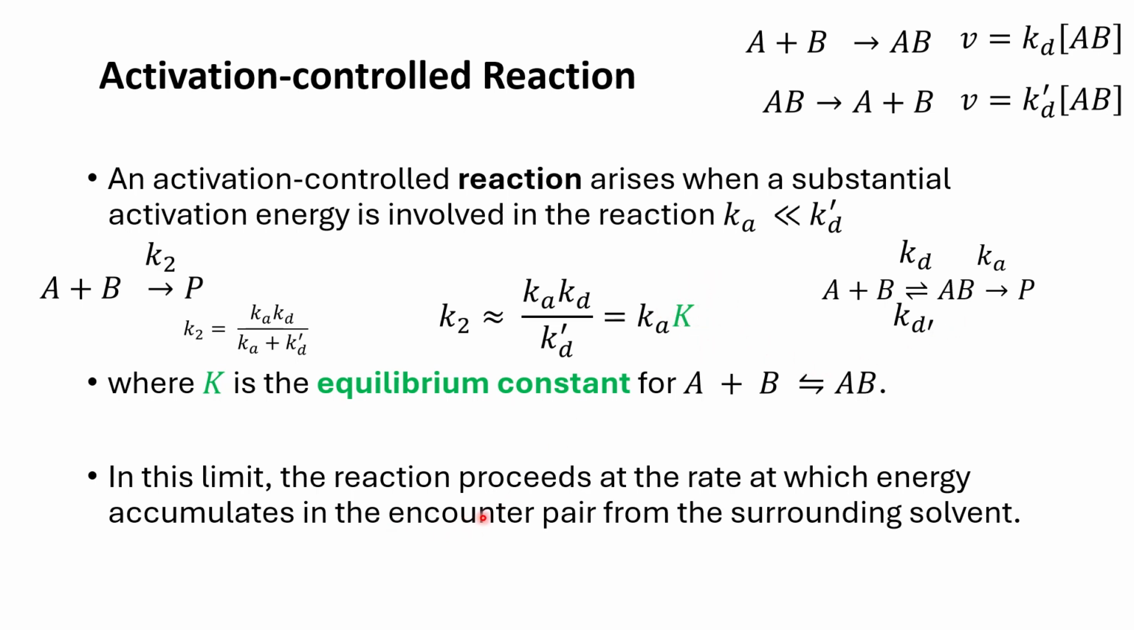And in this limit, the reaction proceeds at the rate at which the energy required is accumulated in the encounter pair from the surrounding solvent, so that it can proceed slowly to form the product.